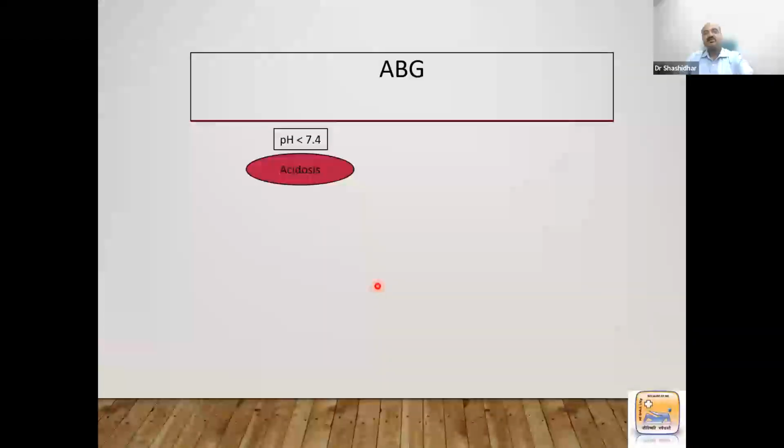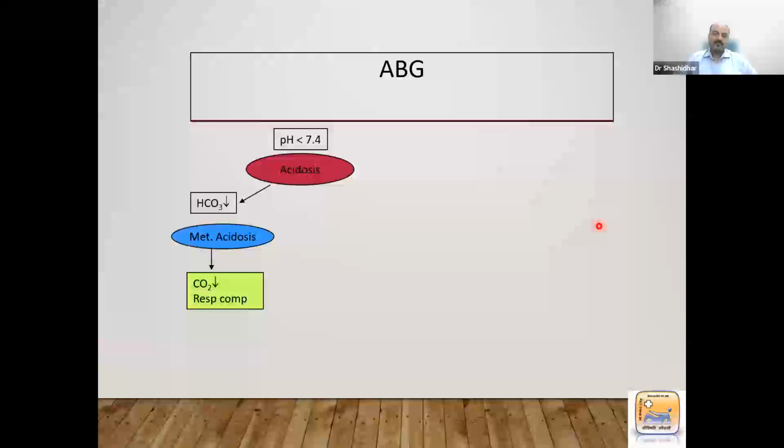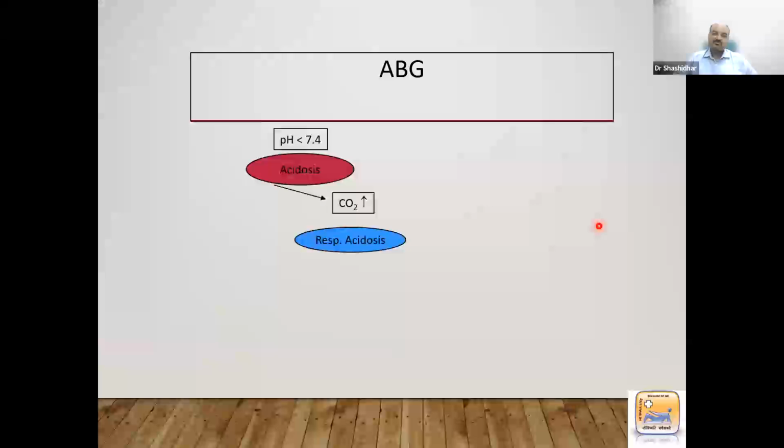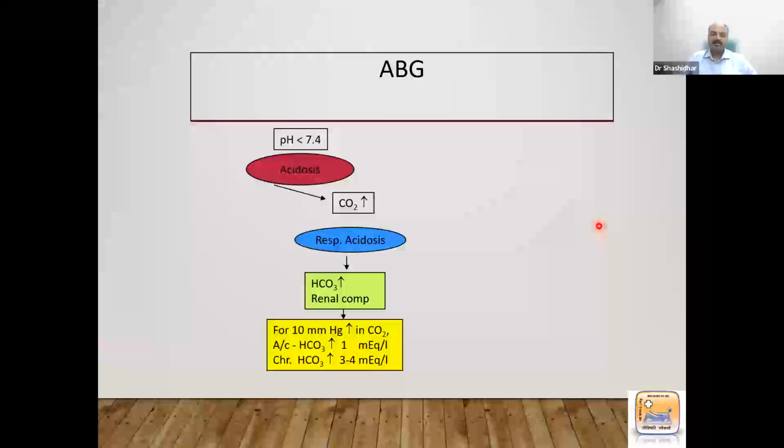So what we have learned so far is if pH is less than 7.4, it's acidosis. If it is due to a reduced bicarb, it is metabolic acidosis. So when you have a reduced bicarb, the compensation will be to reduce CO2 by the respiratory system, and you know the limits of that. Acidosis can also be caused by an increased CO2, which we call respiratory acidosis. And the compensation is by increased bicarb concentration in the blood. And you know the limits of compensation in acute and chronic.